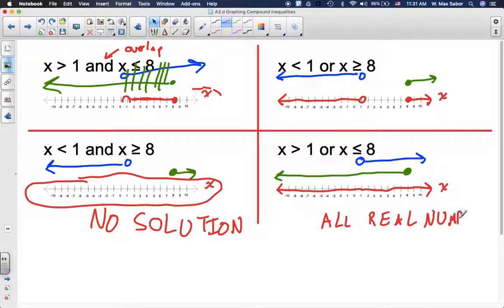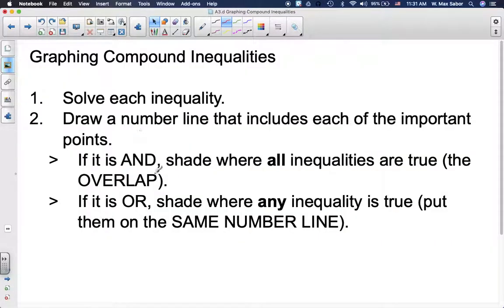And we say all real numbers. So what did we do? Here, because we had "and," we were looking for the overlap. Here we had "or," and when you have "or," you're plotting both. Plot both. And that should match with what I said on the previous slide. The overlap for "and," both for "or."